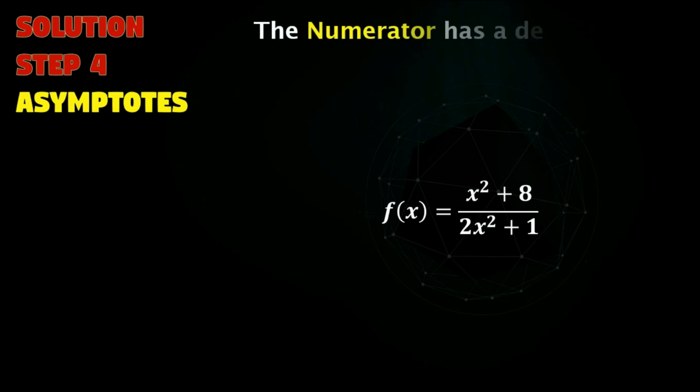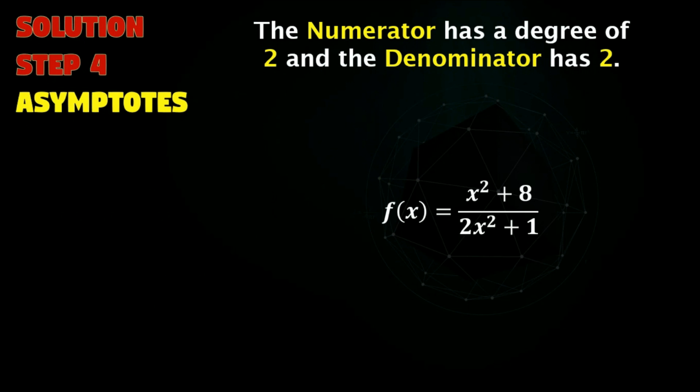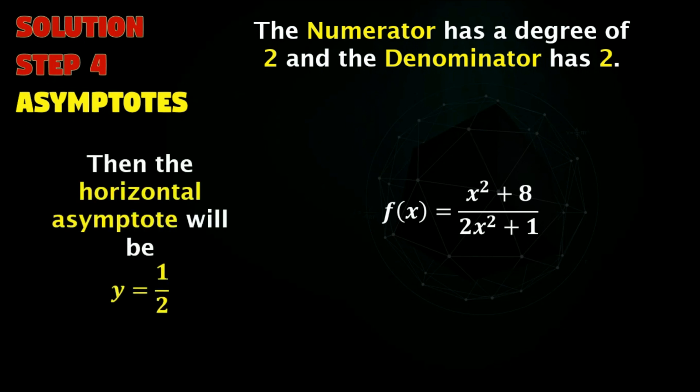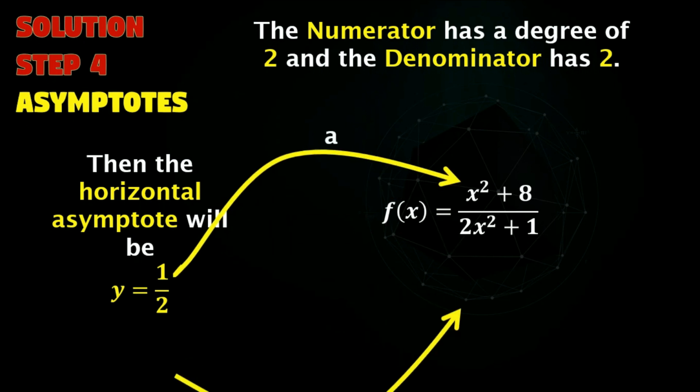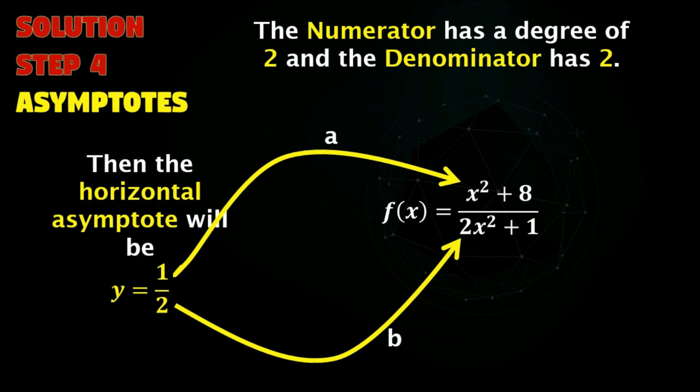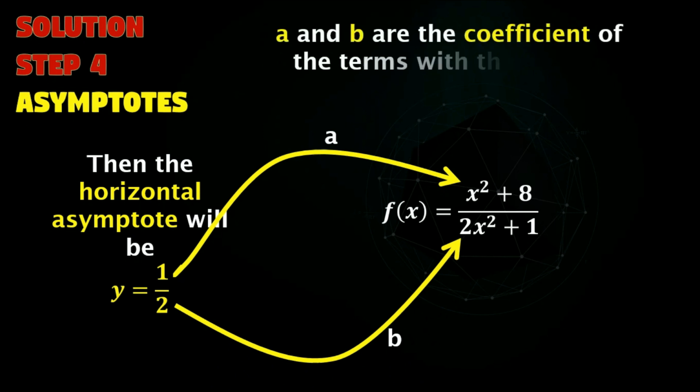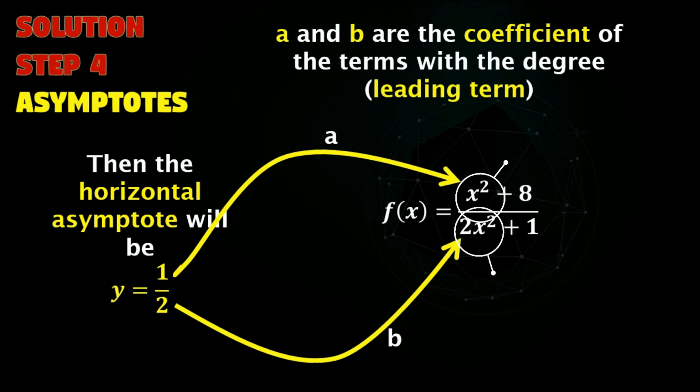Mapapansin nyo na parehas ang mga numerator at denominator pagdating sa usapan ng degree, which is 2. So ito ay pasok sa rule 1. Therefore, ang horizontal asymptote nito ay y is equal to 1 over 2. Na kung saan yung 1 ay ang a at ang 2 ang siya namang b. Etong mga number na to ay kinuha mula sa coefficient ng leading term o ang term kung saan makikita ang degree, which is sa example natin ay ang 2, or mas maganda sa simpleng salita na ito yung mga number sa tabi ng leading variable o letters.